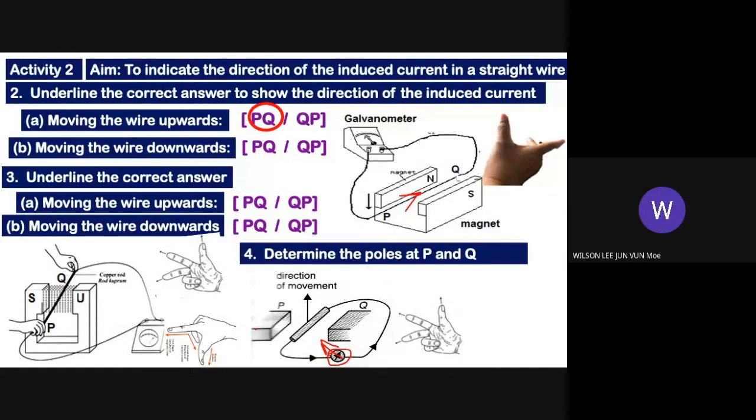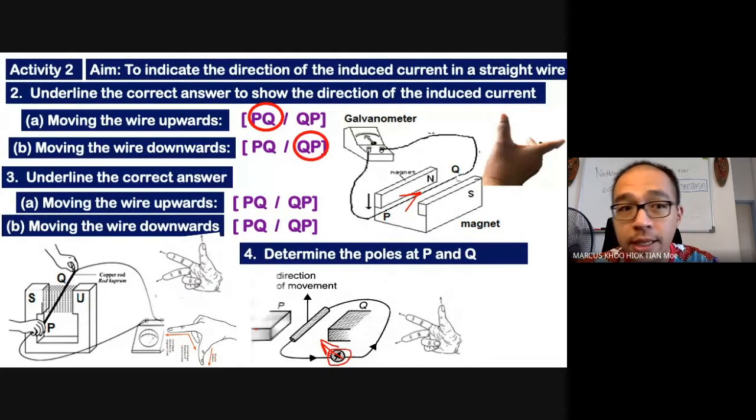QP. Okay, it will be QP. And this makes sense because if your setup is the same, the only thing that you're doing different is you're moving one upwards and you're moving one downwards. Then the direction of the current will also change just because you change the motion. So if you know that this is PQ, you definitely know that the next one must be the opposite. Cannot be the same direction because you have a different motion already. Okay, number three.